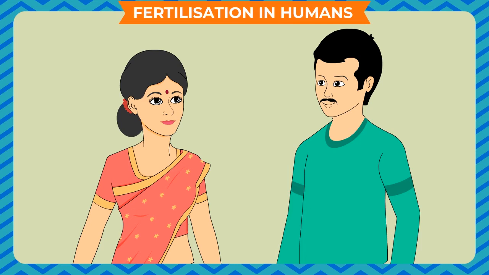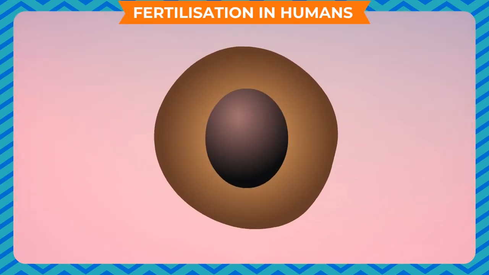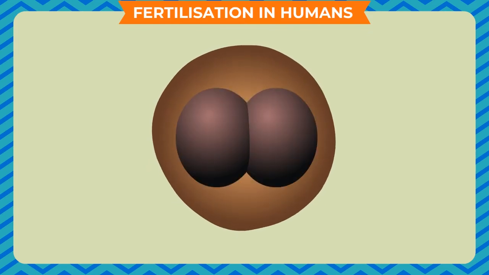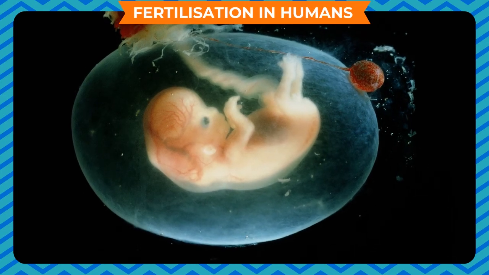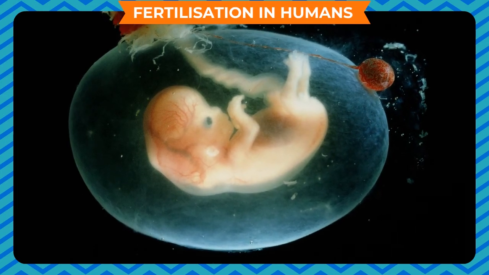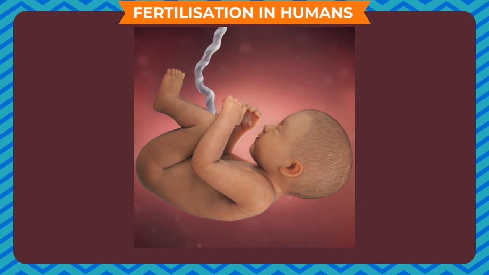Fertilization in humans. In human beings, fertilization occurs inside the body of a female. When the ovum meets the sperm, it gets fertilized into a zygote. After fertilization, the zygote fixes itself in the uterus and starts developing as an embryo. The period for which the embryo develops inside the body of a female is called gestation period.